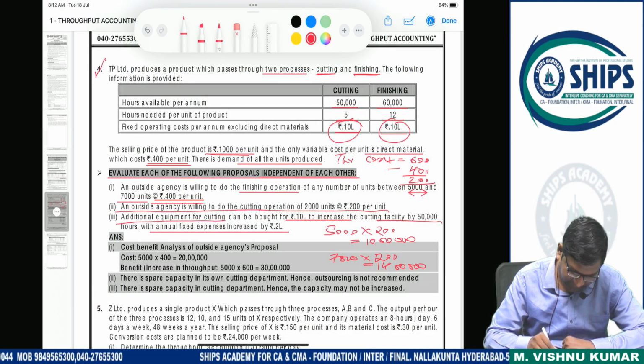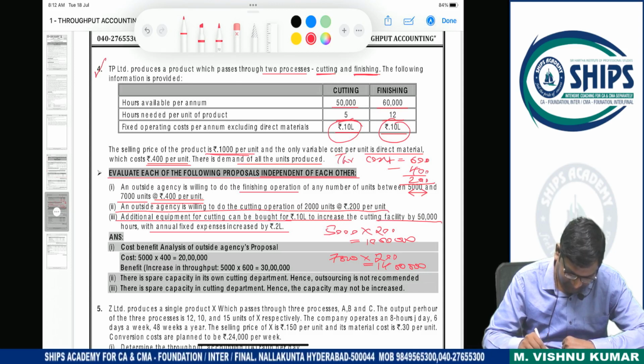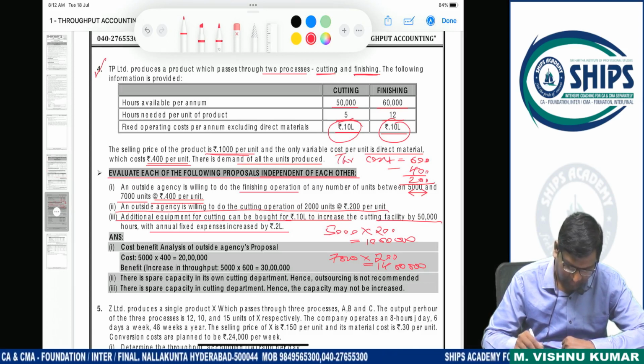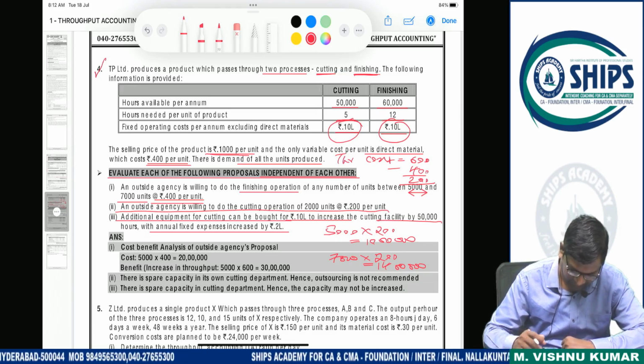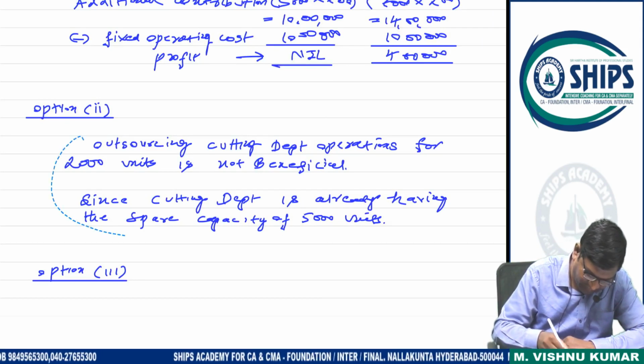Additional equipment for cutting can be bought for 10 lakhs to increase the capacity by 50,000 hours, with annual fixed expenses increased by 2 lakhs. This is also not recommended because the cutting department already has spare capacity. So if you purchase the machine and again increase the capacity of the cutting department, what will result? Extra units will come and there is a WIP inventory pile-up possibility. So this is also not recommended.